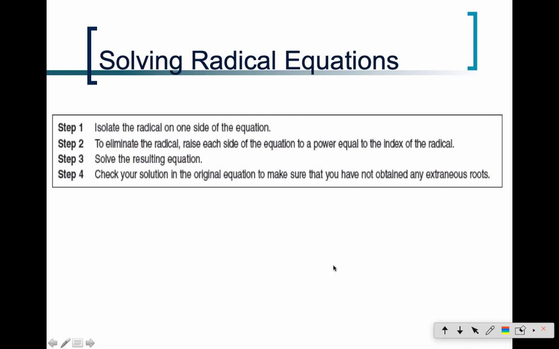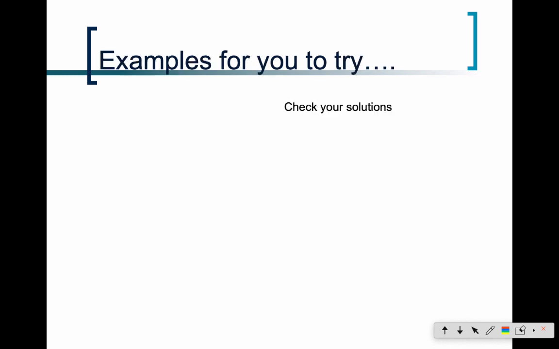These are the same rules that we had yesterday: isolate the radical, and then you raise to a power. If you've got a cube root, you cube it. A square root, you square it. Got to watch out for extraneous roots, okay?